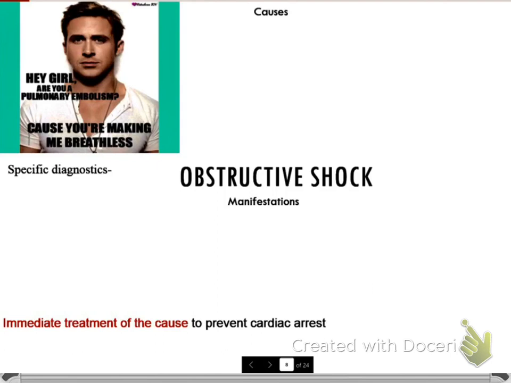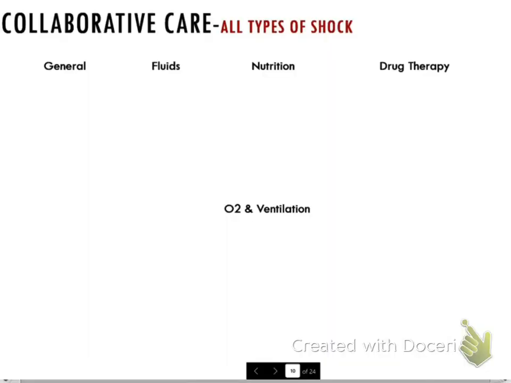So with these patients, we need immediate relief from whatever's going on to prevent cardiac arrest. So collaborative care, here we go. This particular slide is going to be for all shock types, and then we're going to go again into the specific shock types. So collaborative care, in general, we want to identify our at-risk patients, right?